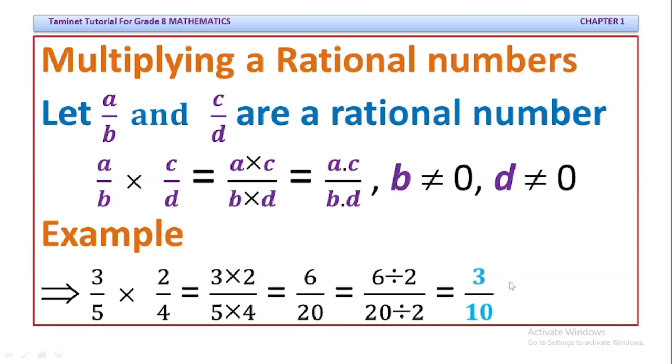So we accept 3/10 as the product of 3/5 and 2/4.